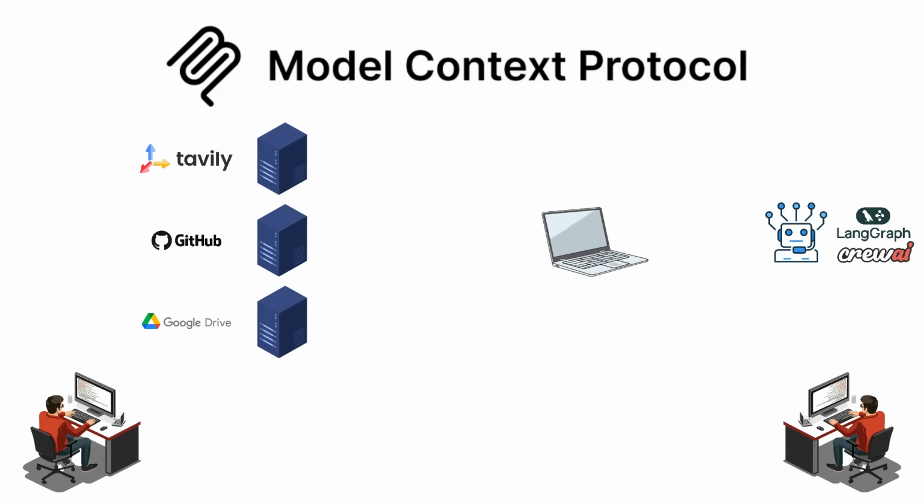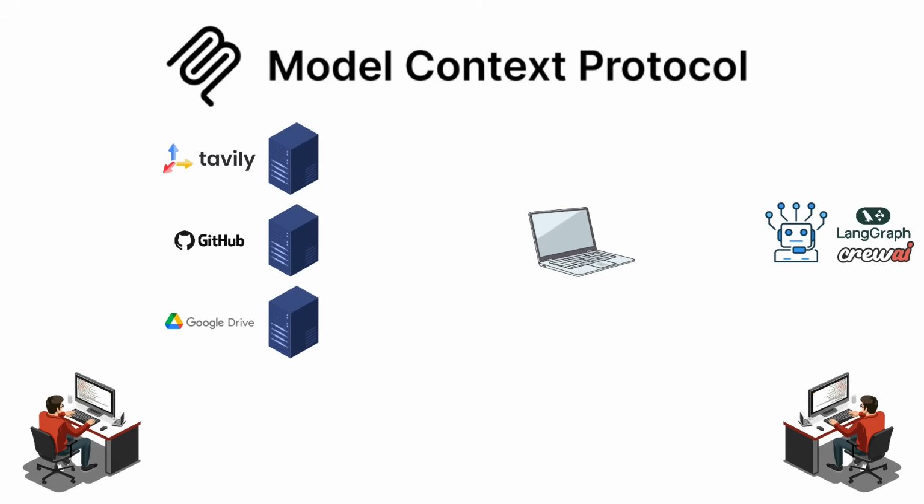The client then acts as an intermediary between the model and the tool server. When the model outputs a tool call, the client parses it and sends the corresponding request to the server. The server runs the tool and sends the response back to the client. And finally, the client parses the response and sends it to the model.